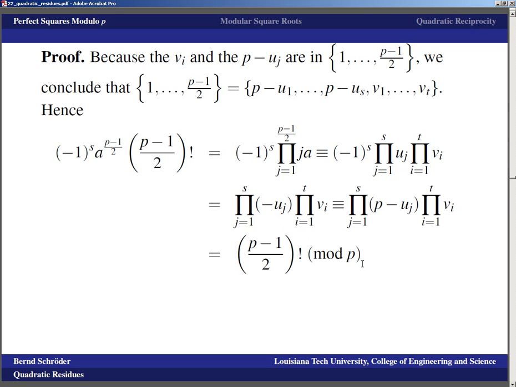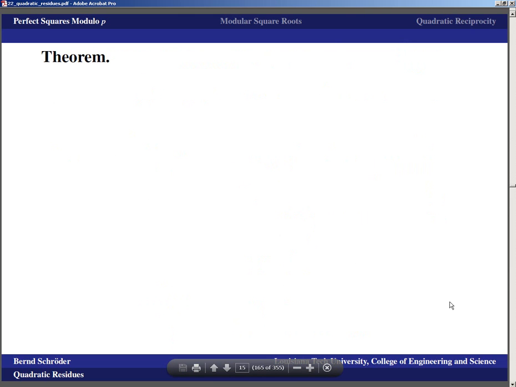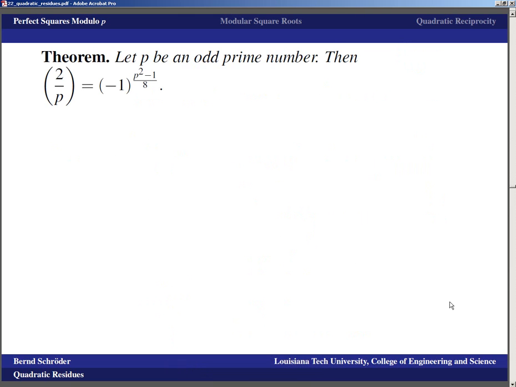So this equivalence modulo p, after canceling the (p minus 1) over 2 factorial, I can turn into (negative 1) to the s times a to the (p minus 1) over 2 is equivalent to 1 modulo p. And that means that the Legendre symbol of a over p is equivalent to a to the (p minus 1) over 2, which is equivalent to (negative 1) to the s modulo p. And we continue, and here's another one.